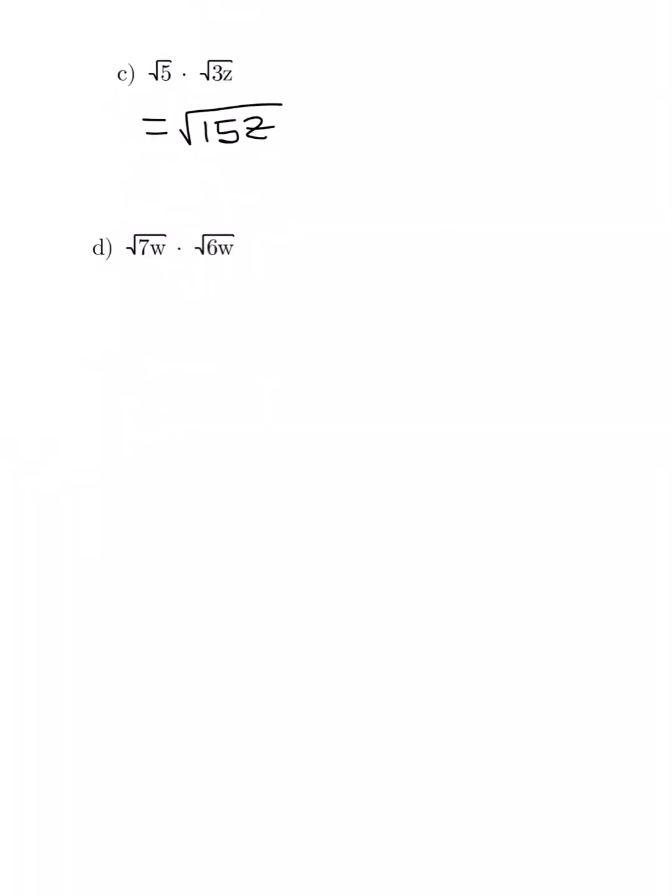Next, we're going to do the square root of 7w times the square root of 6w. Neither one of those simplifies. We're going to go straight to multiplying. This will give us the square root of 42w squared.